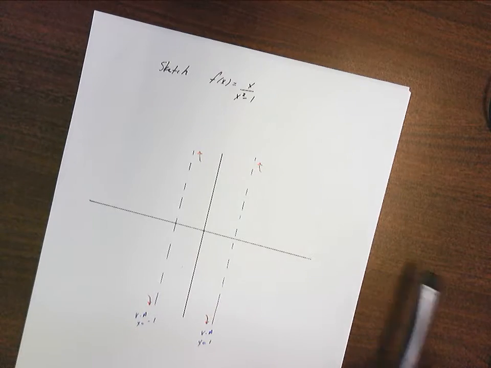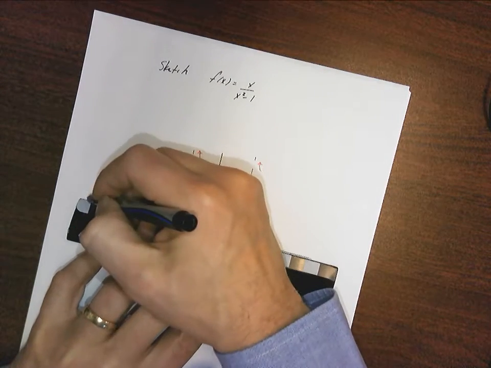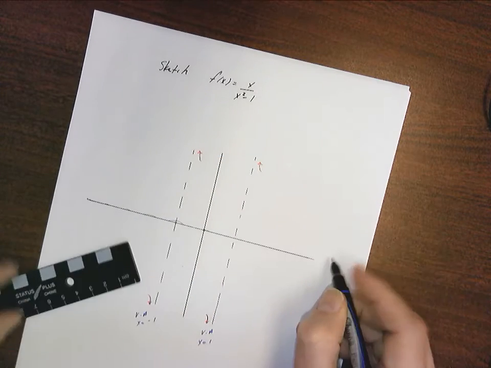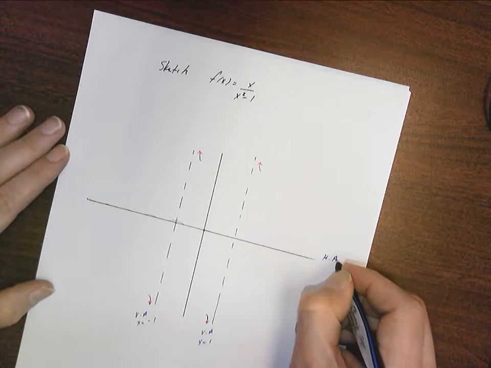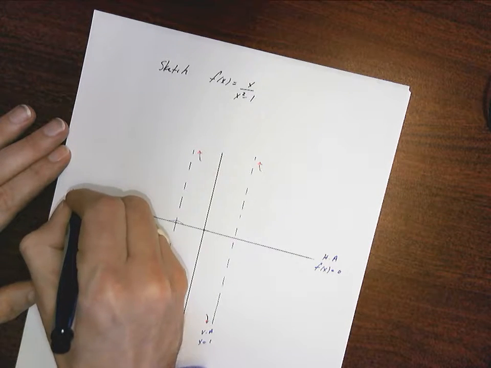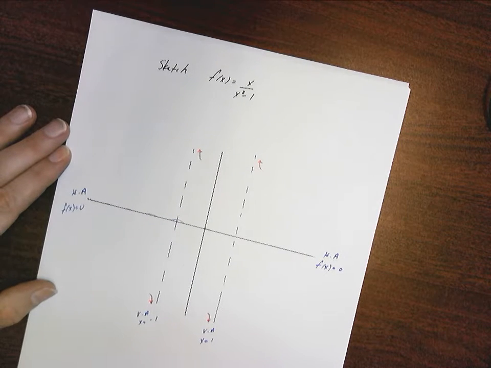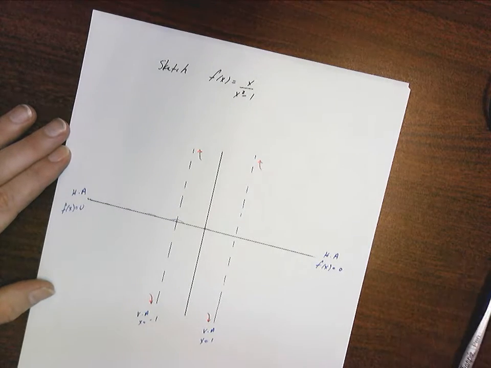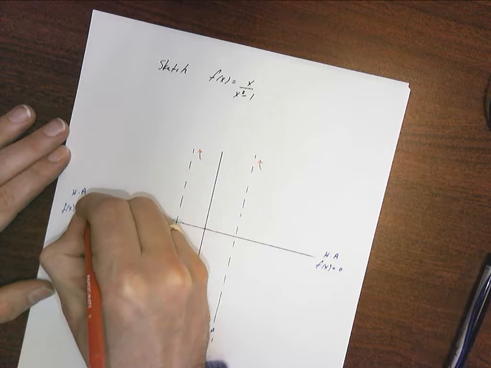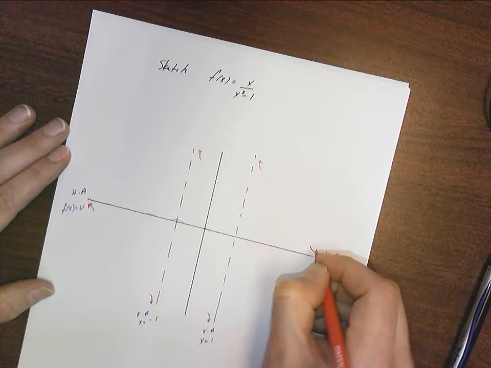I know that there's a horizontal asymptote here in both directions. And I believe I determined that it was from above over here and from below over here.